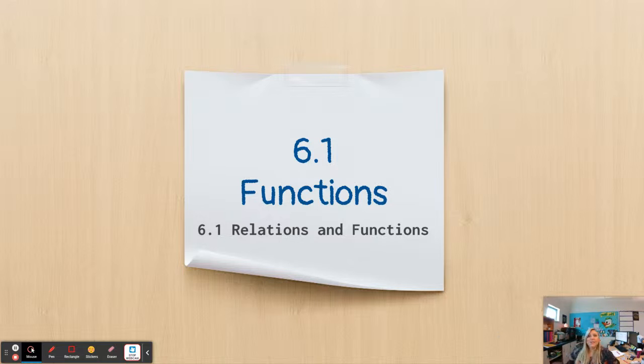Here we are, chapter 6, and this is the first lesson, 6.1. Chapter 6 is all about functions, and in 6.1 we're going to be talking about relations and functions. So we're still talking about ordered pairs, the way that we can express those, the representations of them. So we're still talking about graphs, ordered pairs, x, y.